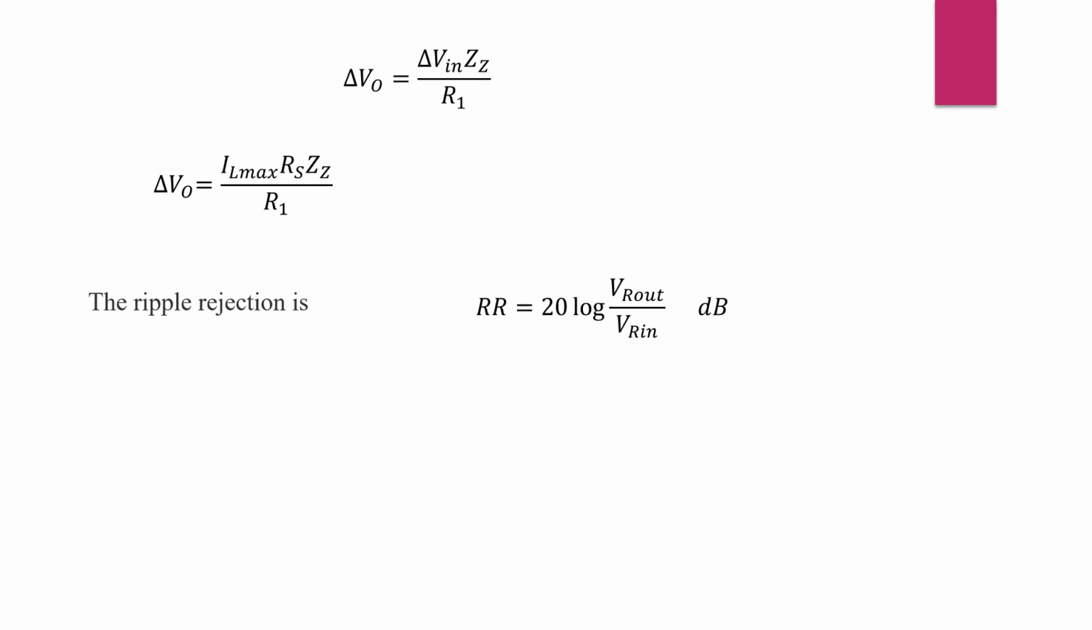The next parameter is the ripple rejection. Ripple rejection RR is equal to 20 log of VR out divided by VR in, in decibels, where VR out and VR in are used in the delta V naught expression and the delta Vin expression itself, for the change in output voltage and change in input voltage. In this form we get the various parameters of the circuit.